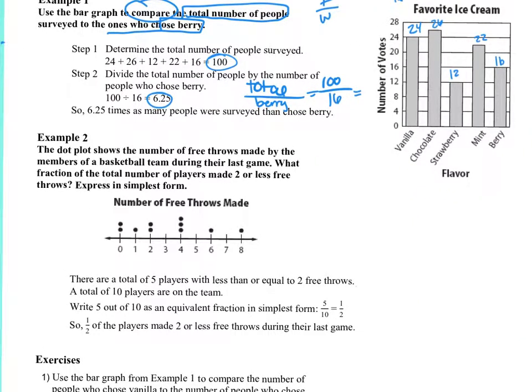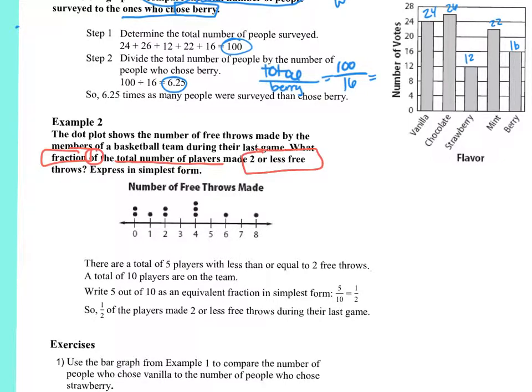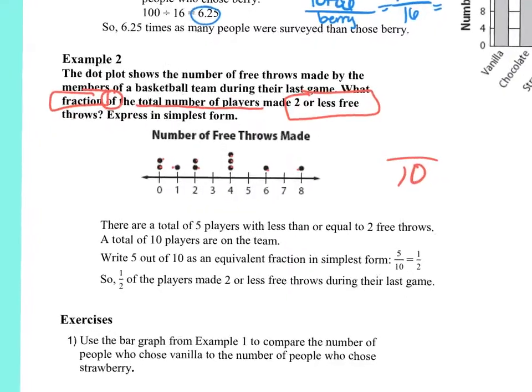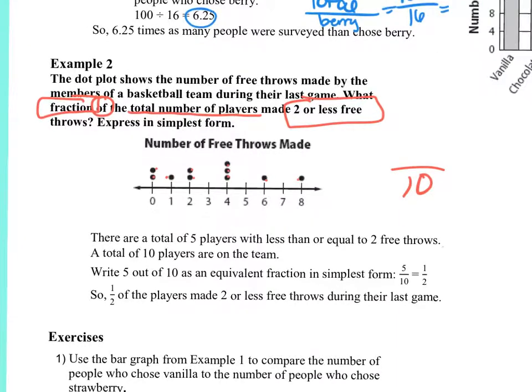On the next example, the dot plot shows the number of free throws made by the members of a basketball team during their last game. What fraction of the total number of players made 2 or less free throws? So how many total players are there? You got to count those dots. There's 10 total dots, so 10 total players. And the number of players that made 2 or less. So if it says 2 or less, we're going to include that number 2. There's 5. So there's 5 of those.